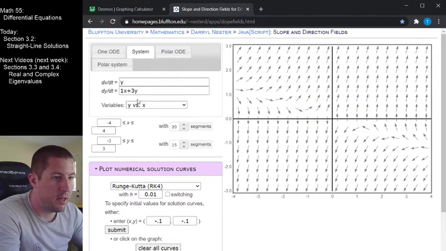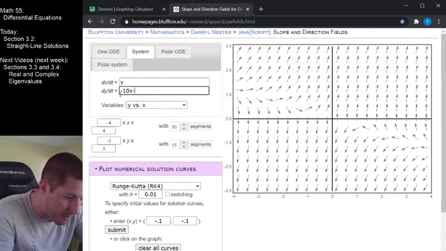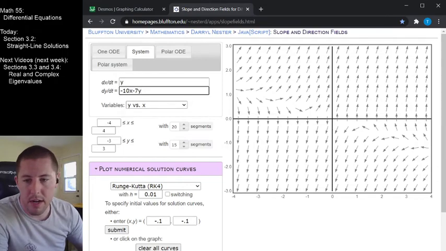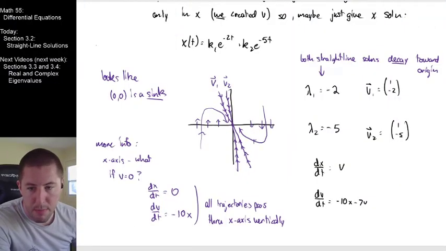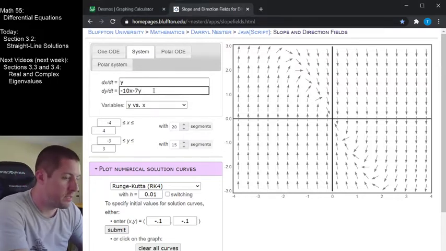Get all these out of here. And then dy dt equals -10x minus 7y. Is that correct? Let me double check. -10x minus 7y. Cool, cool, cool. All right, and that's good for me right there. I'm all good with this.